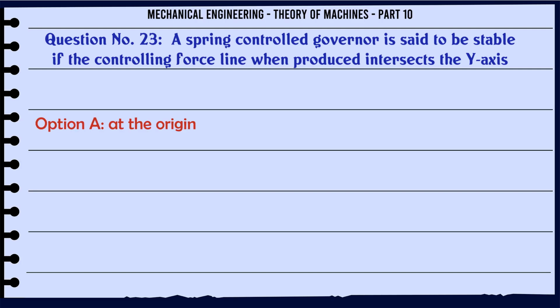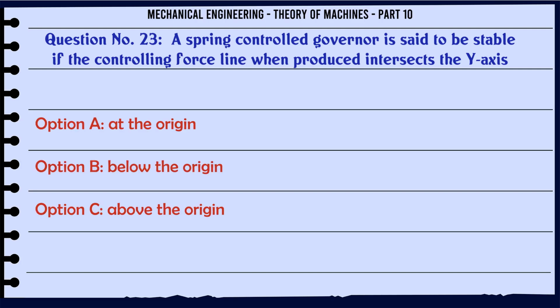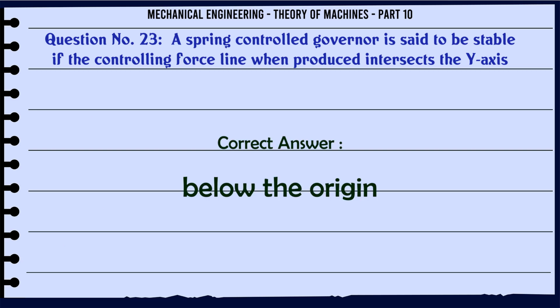A spring-controlled governor is said to be stable if the controlling force line, when produced, intersects the y-axis: A. At the origin. B. Below the origin. C. Above the origin. D. Any one of these. The correct answer is below the origin.